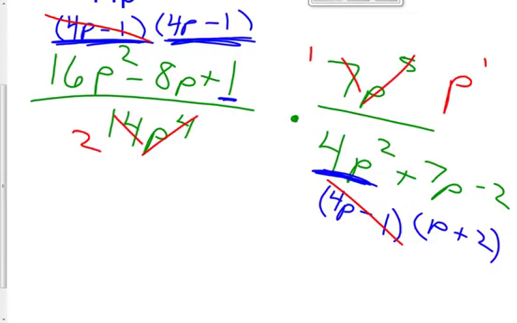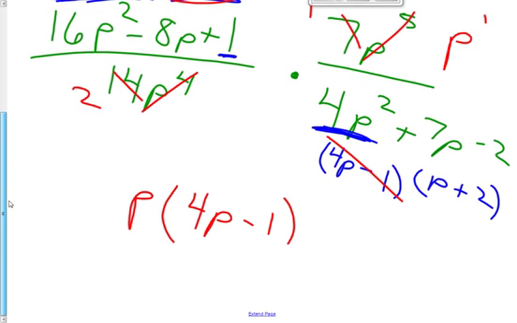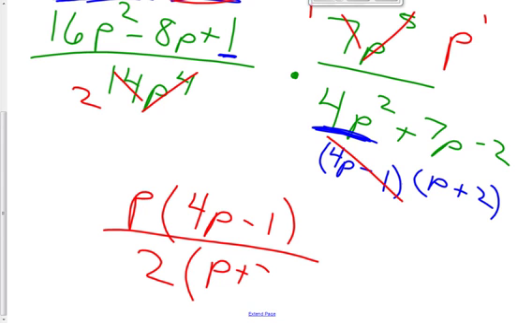So what do we got in the numerator? We got a p to the 1st, and we have this factor of 4p minus 1. What do we got in the denominator? We have a 2, and we have a p plus 2. P times the quantity 4p minus 1 divided by 2 times the quantity p plus 2.